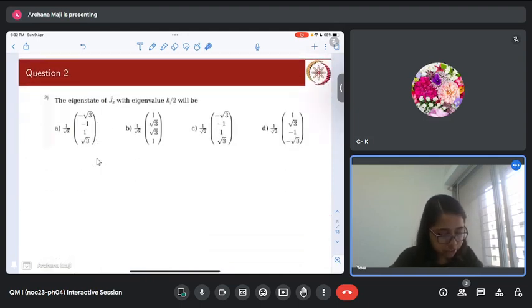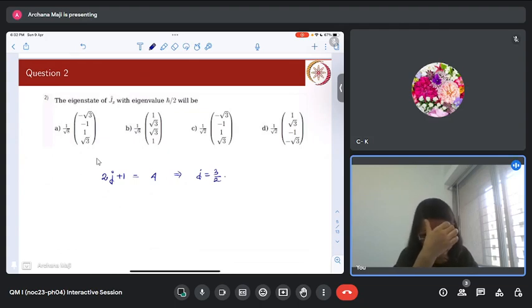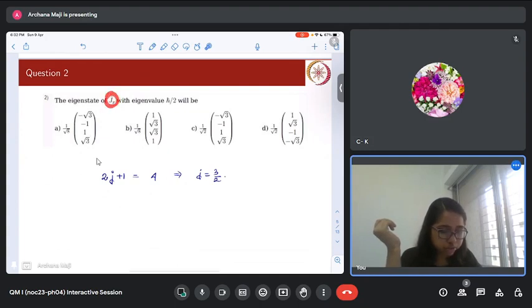The eigenstate of Jx cap with eigenvalue h cross by 2 will be, okay, so now you can see the eigenvectors are actually 4 by 1. So the matrix must be 4 by 4, and that corresponds to spin 3 by 2. Meaning, if the dimension 2j plus 1 is equal to 4, then j is 3 by 2. So corresponding to spin 3 by 2, what is the matrix form we need to find out of this Jx?